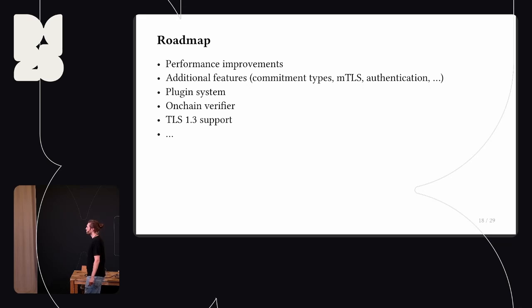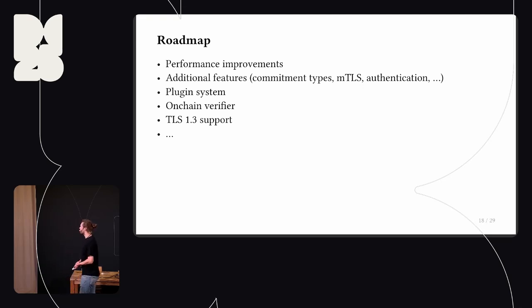We are in this phase where developers reach out and ask us to implement some features. For example, in the last weeks, we added different commitment types. We also added support for mutual TLS, which is basically client authentication. And in our notary server, we added JWT authentication. So we're in this phase where we're stabilizing, improving performance, and adding some features.